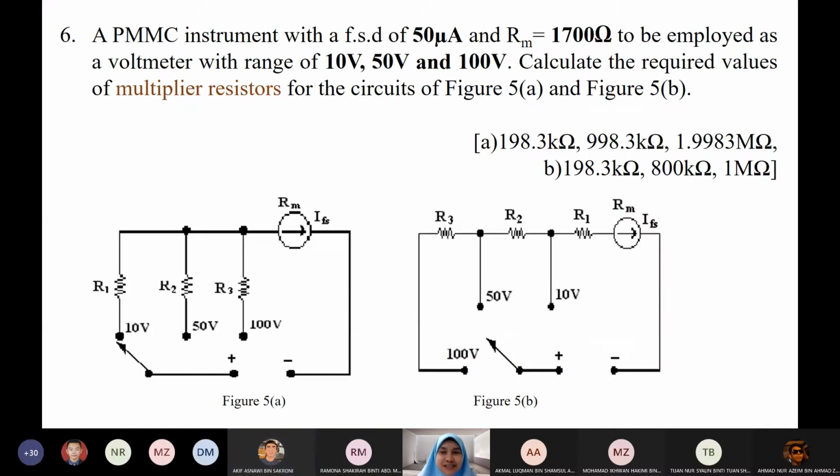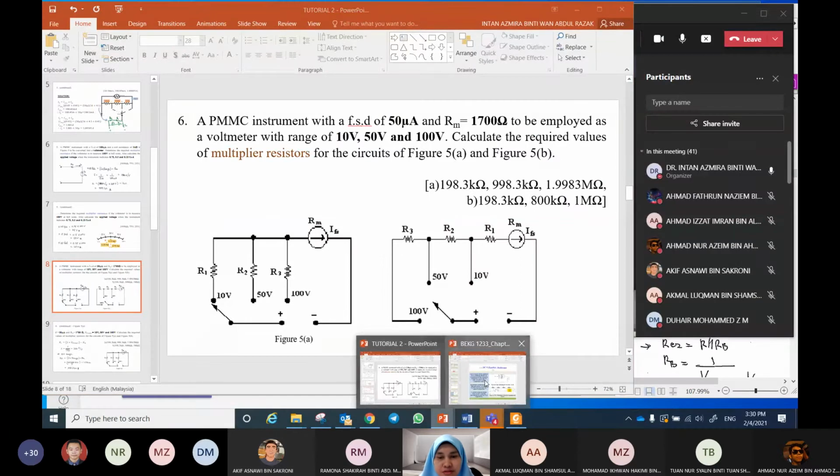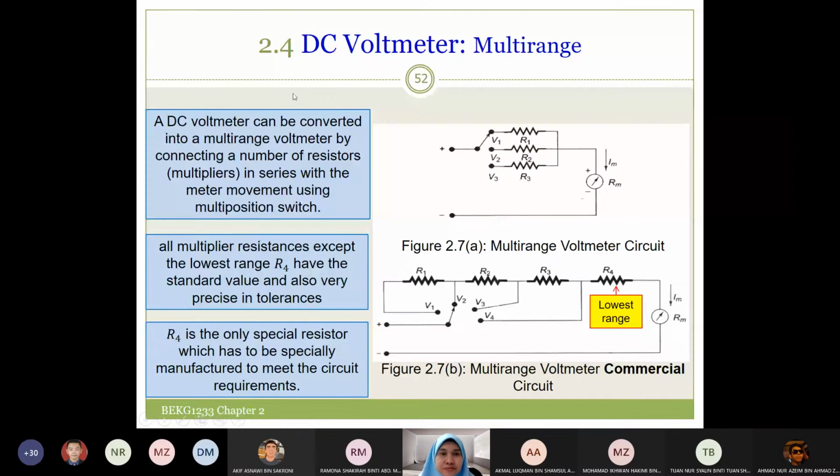Okay, we go to multi-range voltmeter. A DC voltmeter can be converted into a multi-range voltmeter, same as the ammeter, by connecting a number of resistors in series with the meter movement. So this is resistor connected in series. Or we can arrange like this, R1, R2, R3, R4, all the R connected in series.